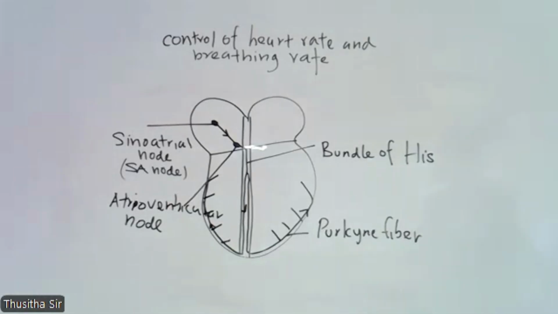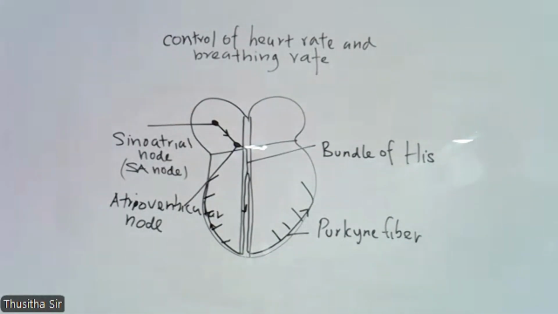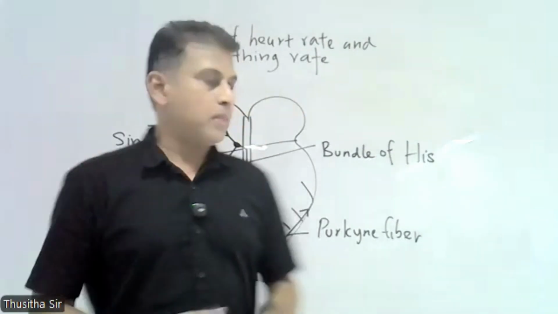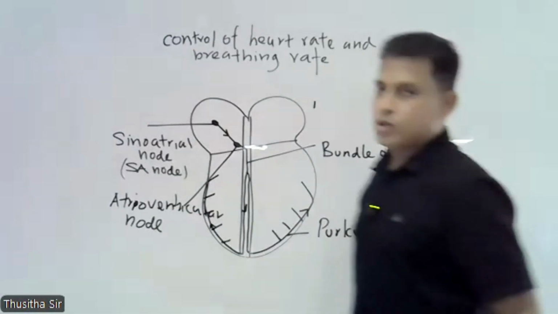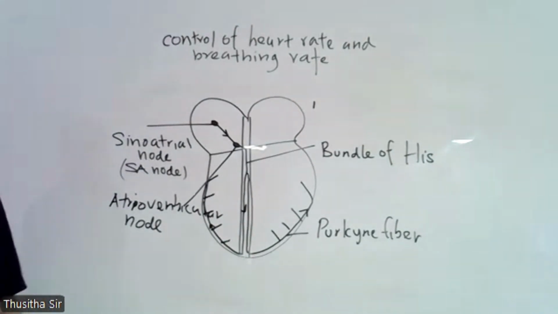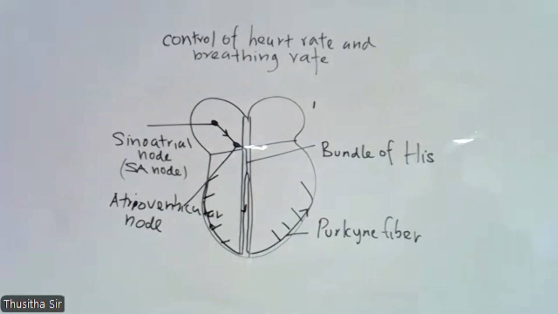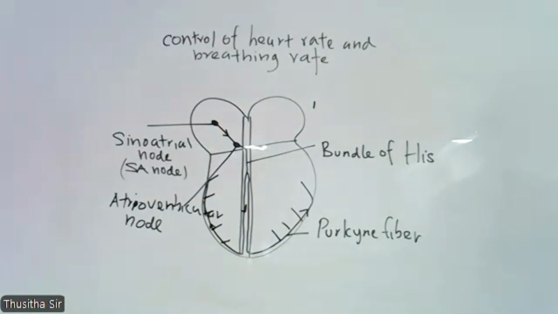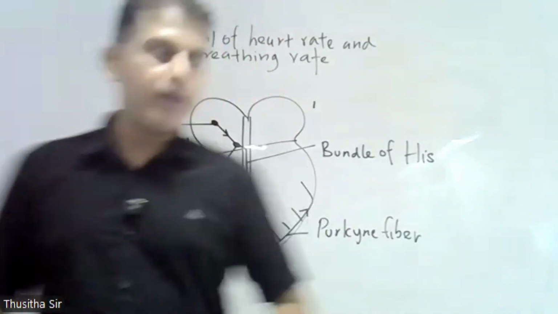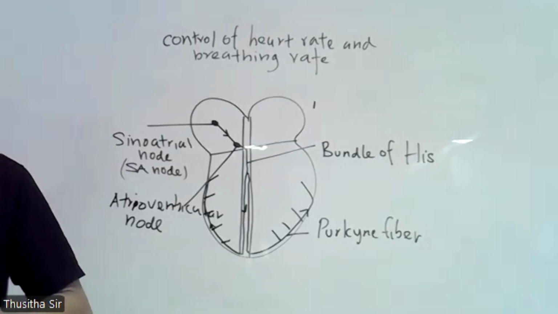Can you write it down now for this diagram? Number one: a group of heart muscles is specialized to make the conduction system of the heart.